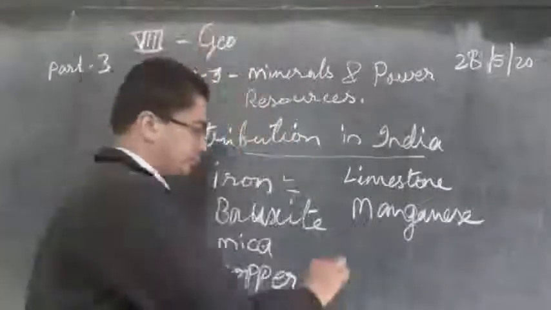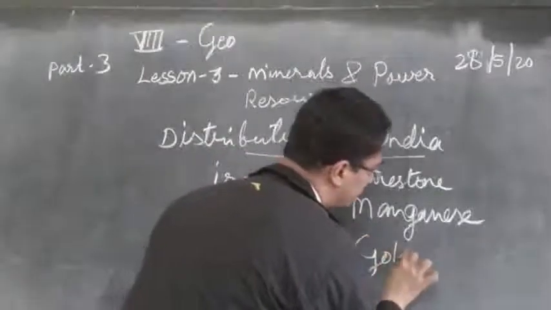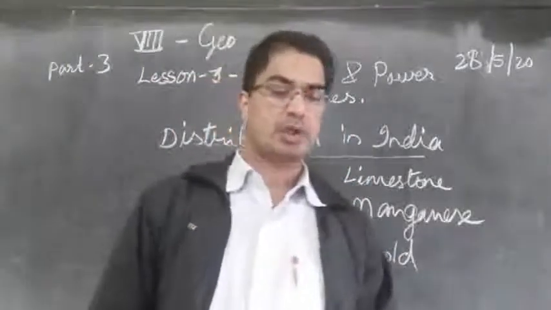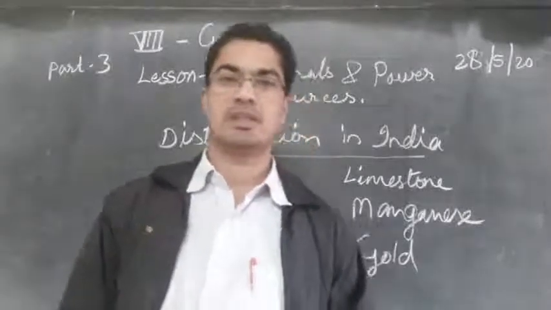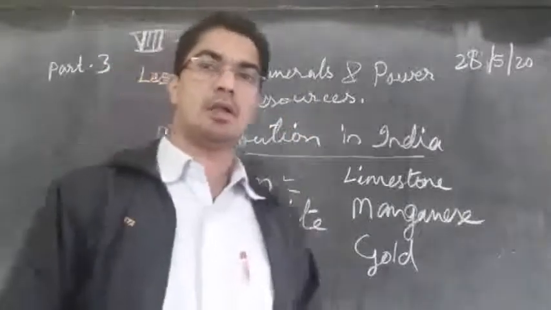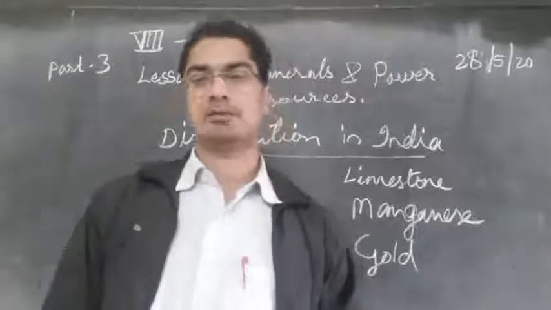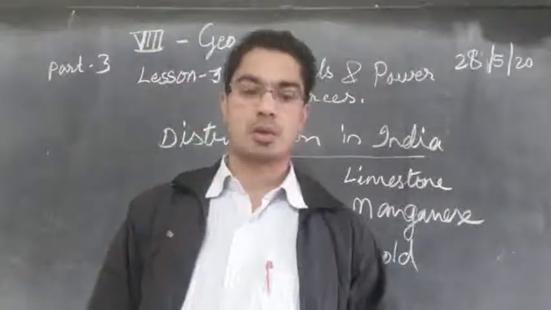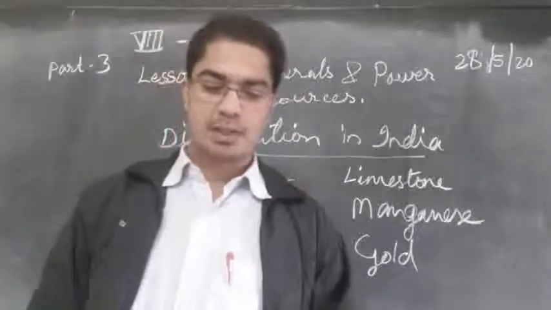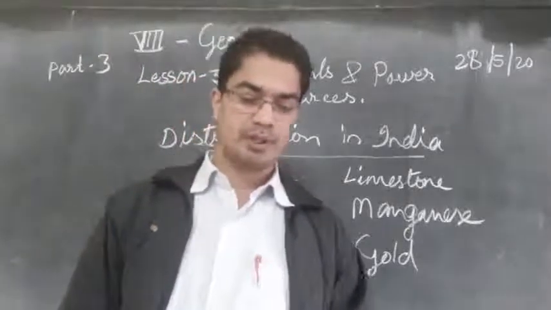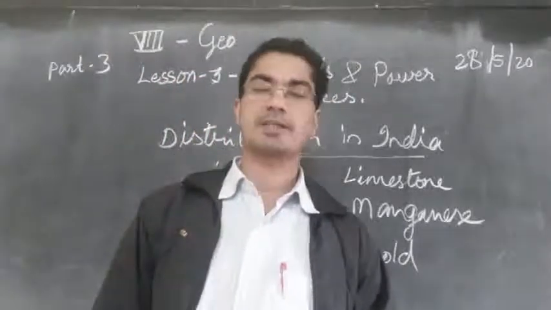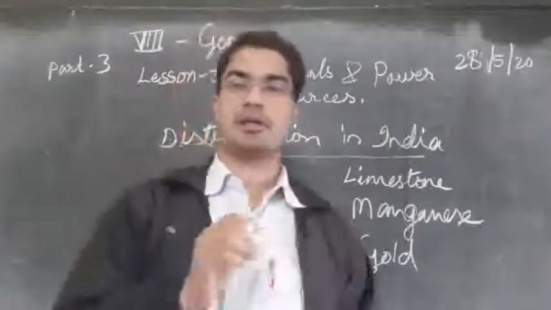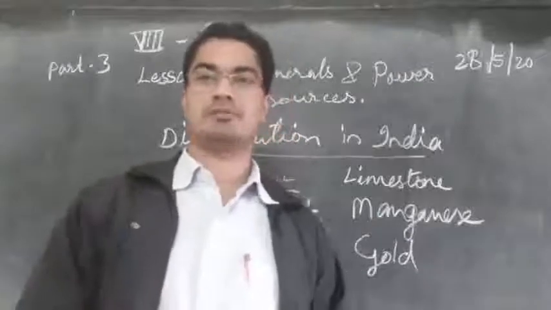Then gold. Kolar in Karnataka has deposits of gold in India. You can underline: in India, gold is found in Karnataka and the gold mines are called Kolar. These mines are among the deepest in the world, which makes mining of this ore a very expensive process.